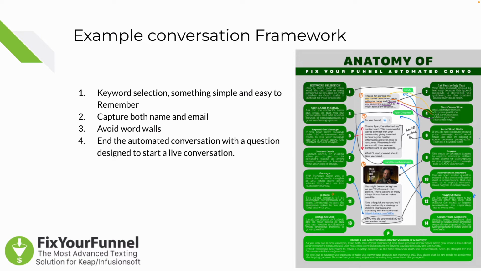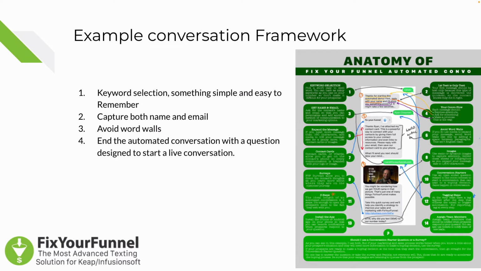Keyword selection is one thing I see people struggle with a lot. A lot of people will try to do something either too simple, which I know sounds silly, or too complicated. Too complicated is something like, text initiative 5 to this number. That doesn't really work because a keyword is one word. It has to be one word, and I want it to flow naturally. By too simple, I mean you're using words that can be used in normal conversation. That's something you definitely want to avoid.